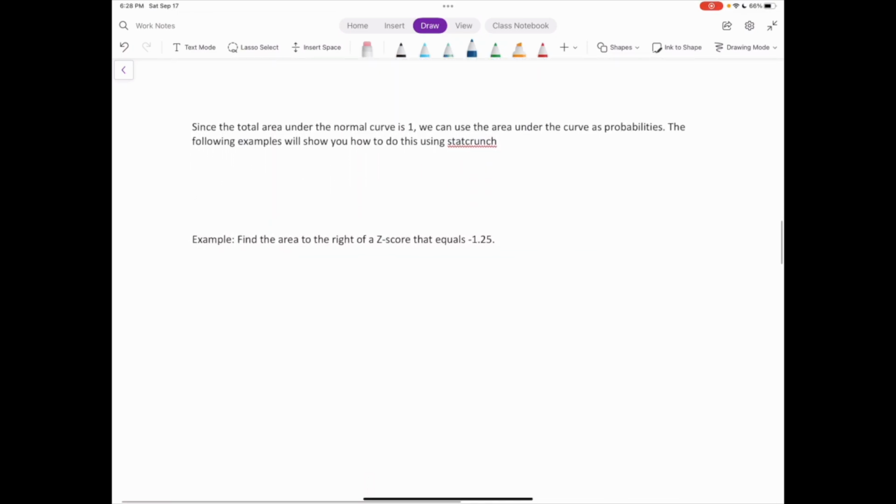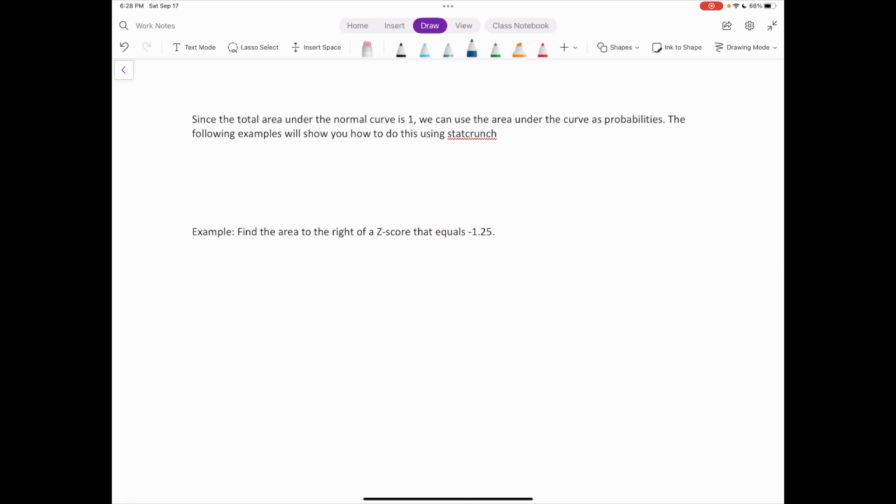So since the total area under the normal curve is 1, we can use the area under the curve as probabilities. The following examples will show you exactly how to do this, and I'm going to do this using StatCrunch, which is built into our Homeworks platform. If you want to know how to use this on a calculator, feel free to send me an email or stop by my office hours.